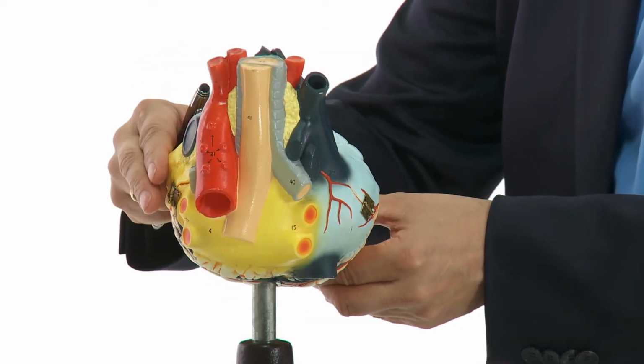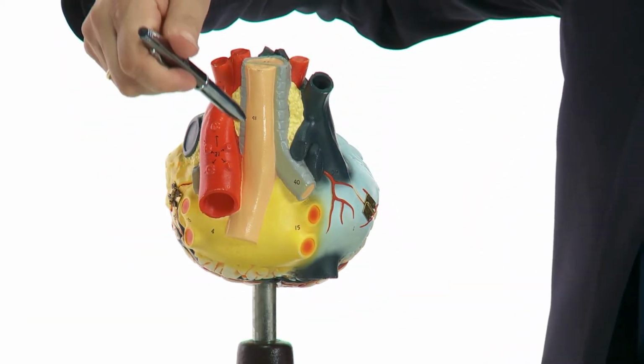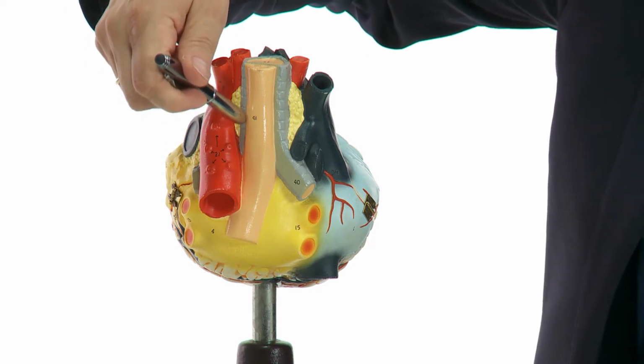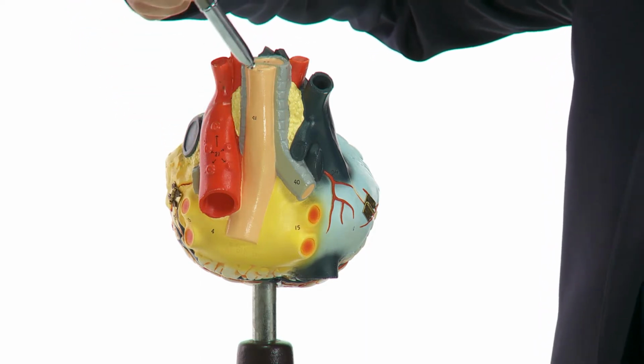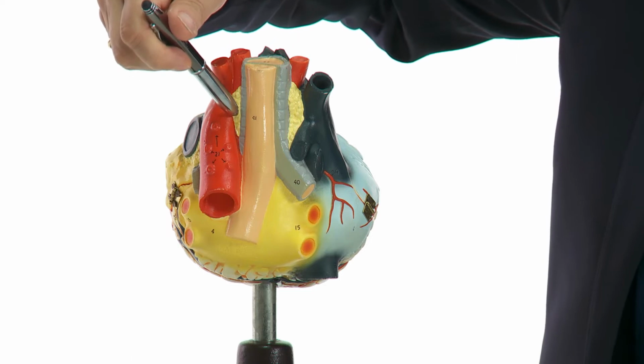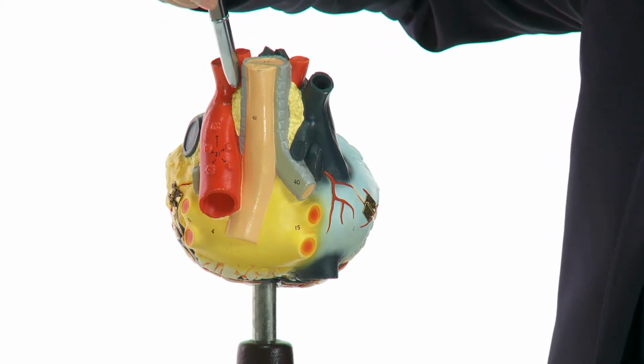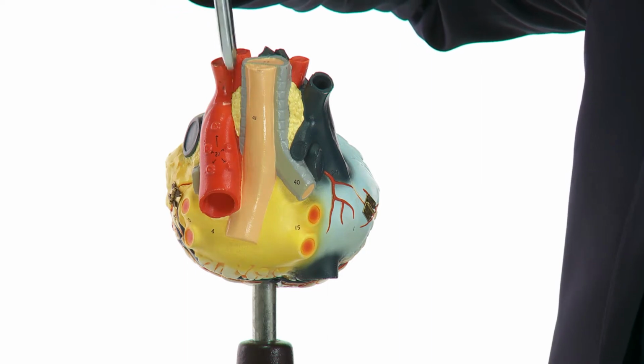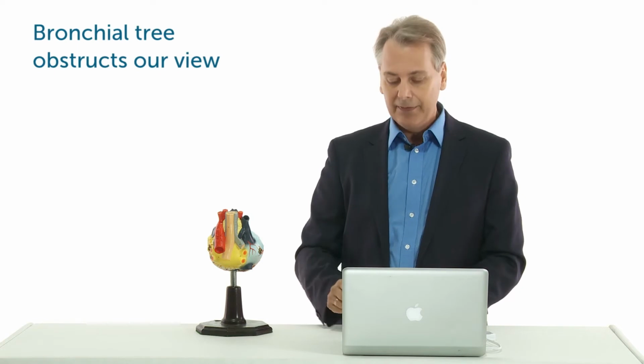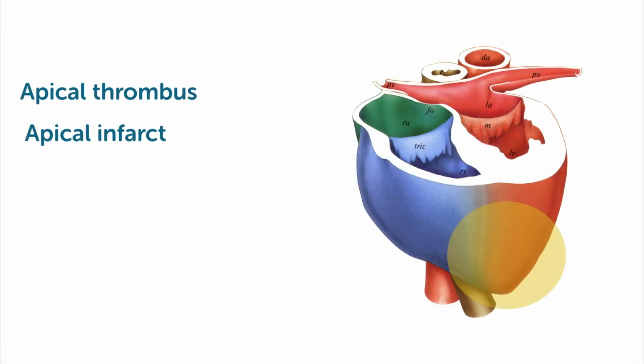The problem is that we have the bronchial tree right here, which lies between the esophagus and the ascending aorta and the aortic arch. So this region here, which lies right here behind the bronchial tree, of the ascending aorta and the aortic arch, is very difficult to see. And then there's another blind spot. Not really a blind spot, but an area where we do not see so well, and that is the apex.